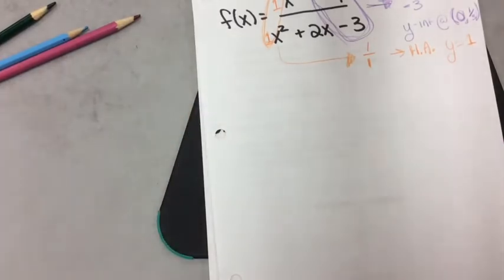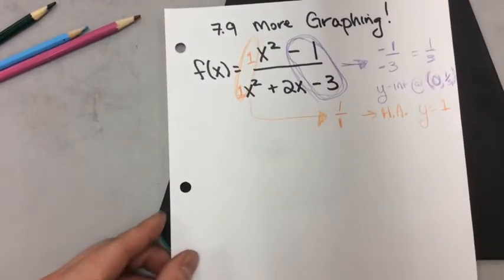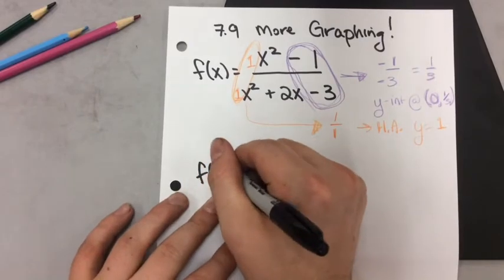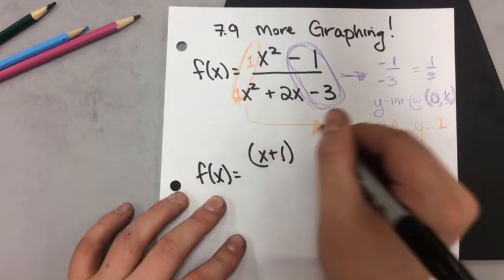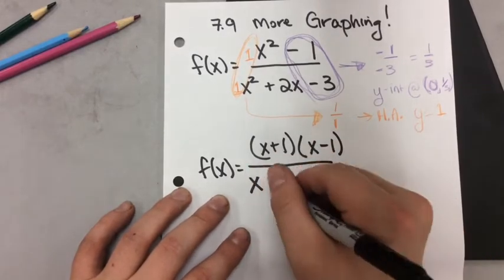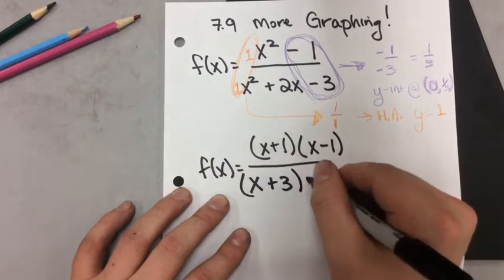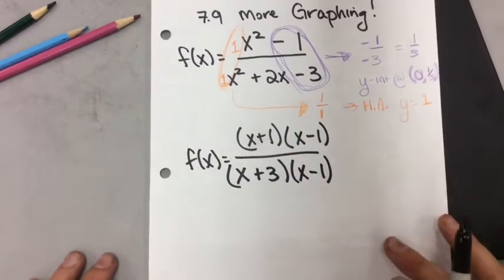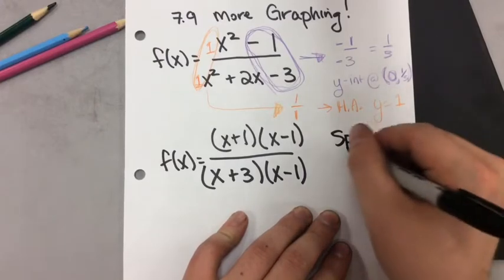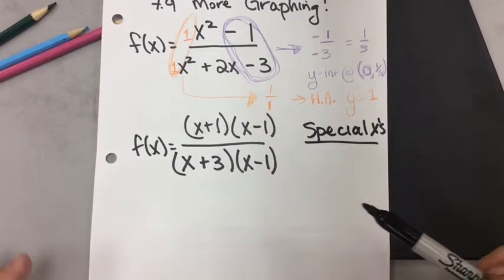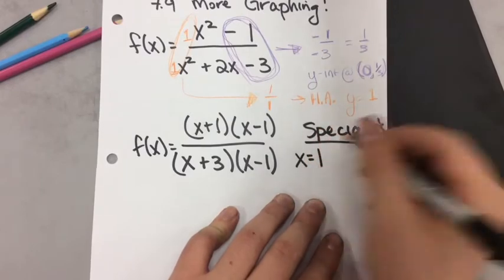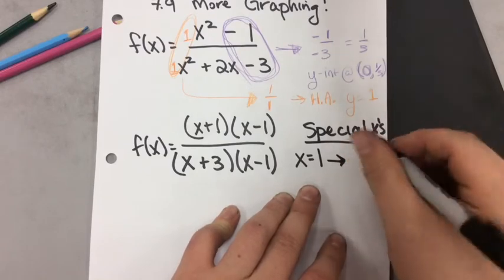The next thing to do is to change this into our factored form. So up on top here, we have difference of squares. That's going to change into f of x equals x plus 1 times x minus 1. If I factor the bottom, I'm going to get x plus 3 times x minus 1. Now that I'm in this factored form, I need to ask, what are my special x's? I can make a list here. What happens when x equals 1, or one of these factors? So if x equals 1, I'll get a 0 over 0, which implies a hole.